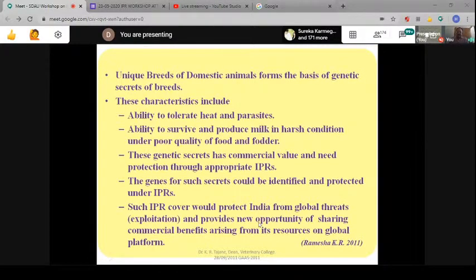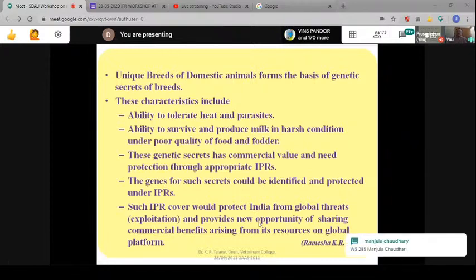Now, we have unique breeds of domestic animals, unique crop varieties, and unique germplasms in agriculture and livestock. They have different heat tolerance capacity; some animals are very tolerant to heat. They are very resistant to parasitic infestations. They have the ability to survive and produce milk in harsh conditions with poor quality input resources. Genetic secrets have come into play. So this is our wealth.